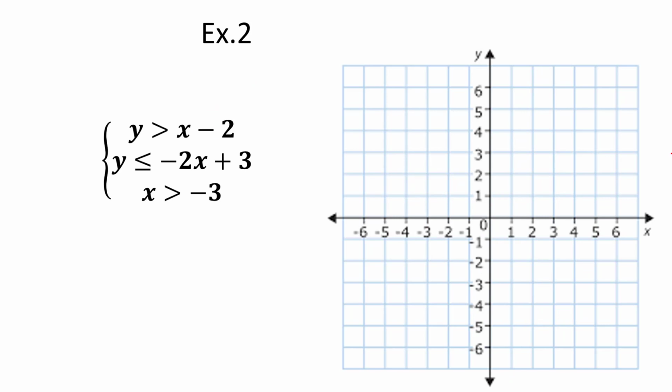Oh, let's try another. Well, this one has now 3 inequalities. So y is greater than x minus 2. I want to find our y-intercept. And we're going to have a positive 1 over 1 slope. Up 1 over 1, up 1 over 1, up 1 over 1, up 1 over 1. We want a dotted line connecting these.